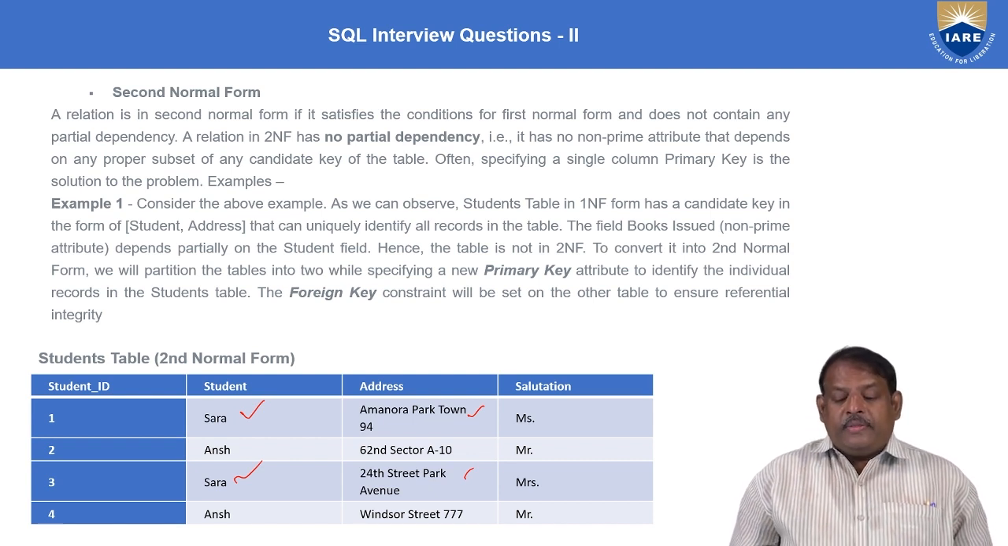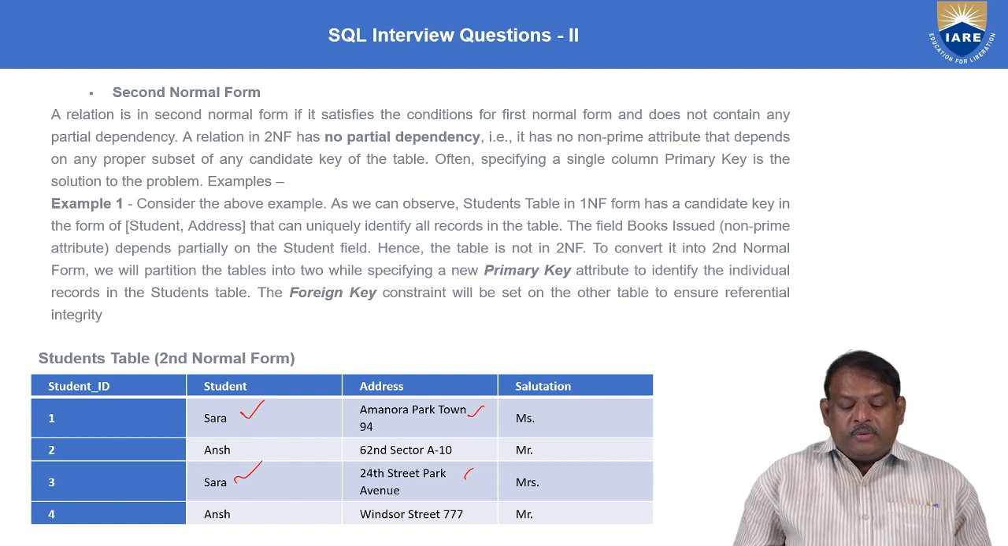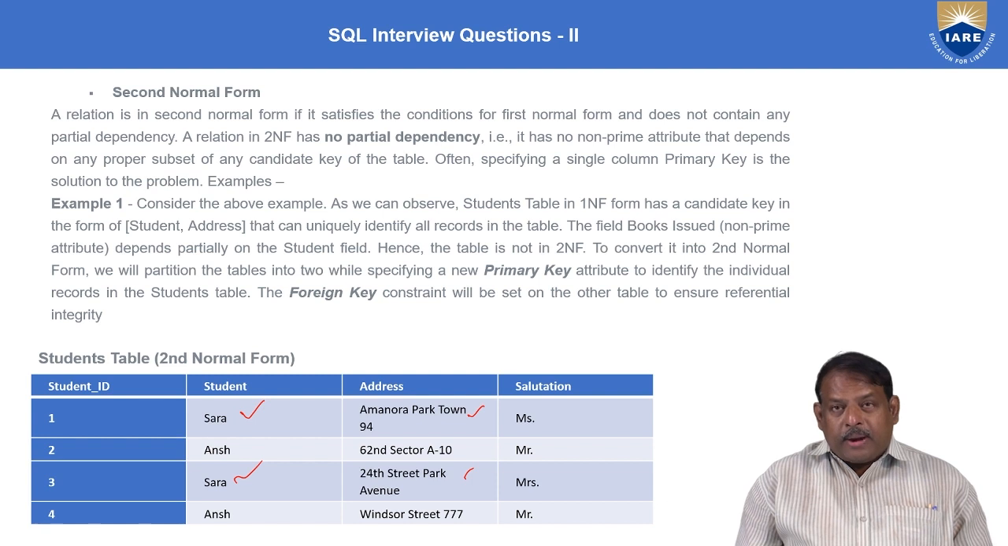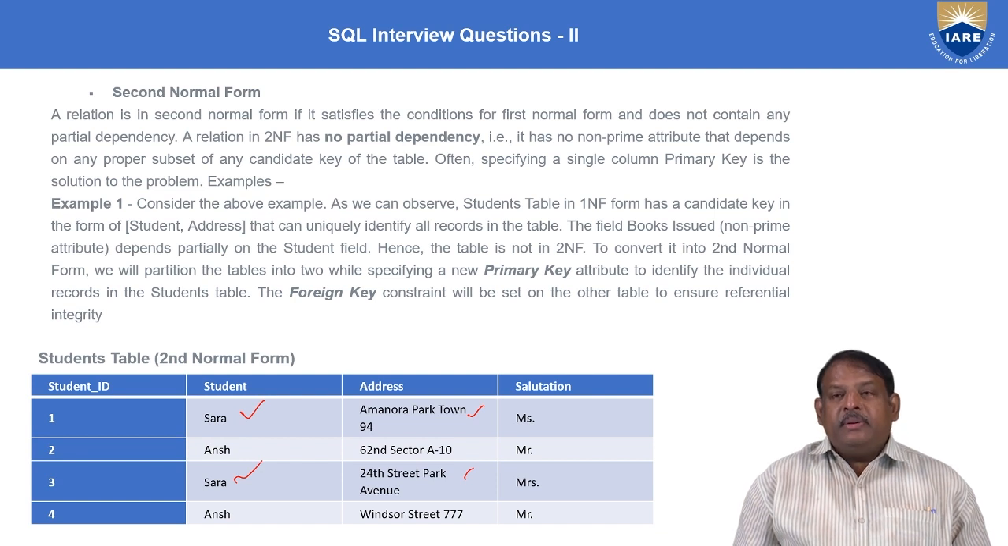Can you identify a record? The field books issued, a non-prime attribute, depends partially on the student field, so the table is not in second normal form.